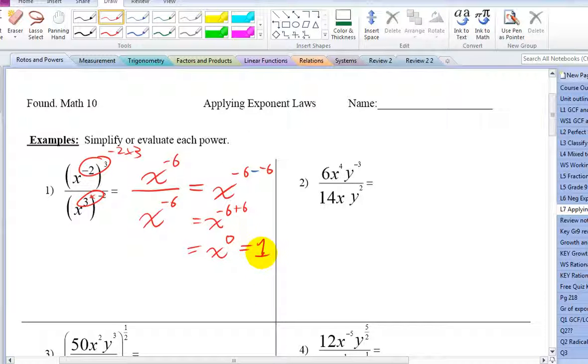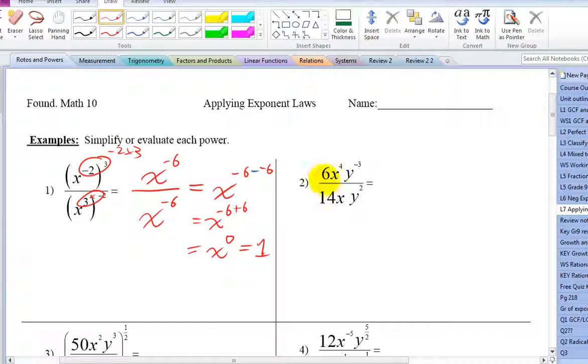Okay. Anything to the exponent 0 is 1. So if you have anything in brackets, and the exponent is 0, that equals 1. So anything to the exponent 0 equals 1. Okay. Continuing on.